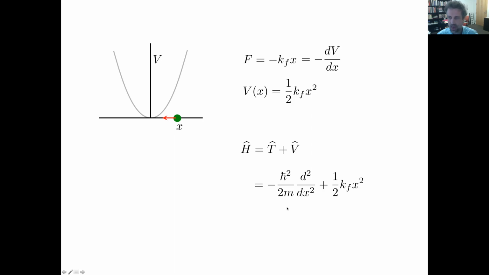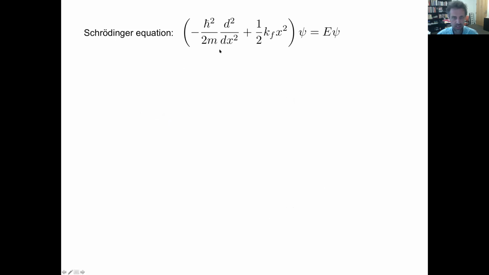So what I can do now is to solve the Schrödinger equation with this Hamiltonian and see what I get. All right, so this is what I have to do. I have to solve this particular equation. That's the Schrödinger equation. This is the new Hamiltonian, kinetic energy part, potential energy part, and then, of course, times the wave function equals the energy that I'd like to find, times the wave function again. So this is the eigenvalue equation, the Schrödinger equation.